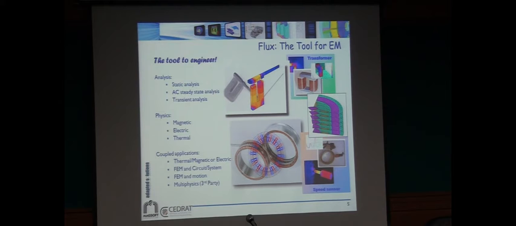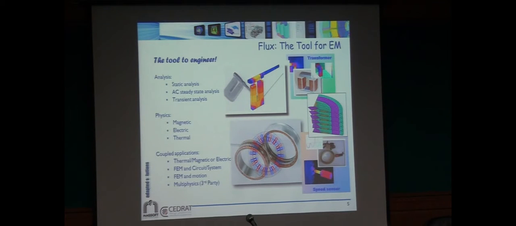So let's talk about Flux again here. It can solve problems in static analysis, AC analysis, and transient. Static means we have a field that doesn't change, it stays the same all the time. So for example, to optimize laminations or things like this, flux path.